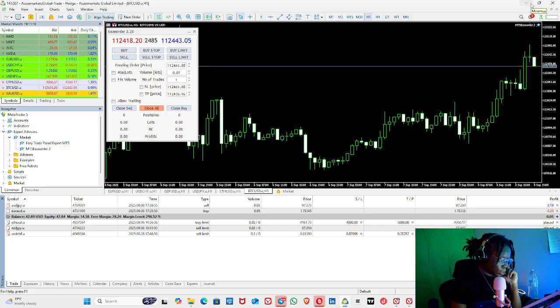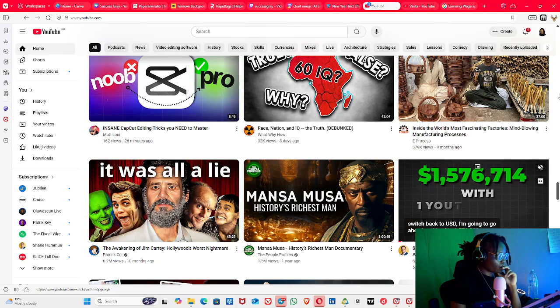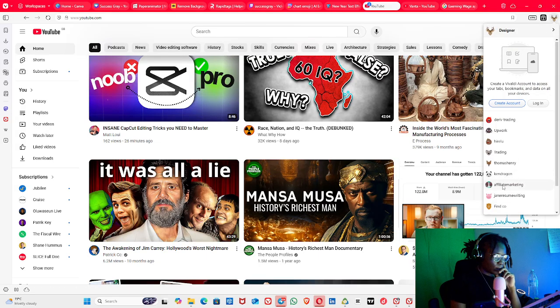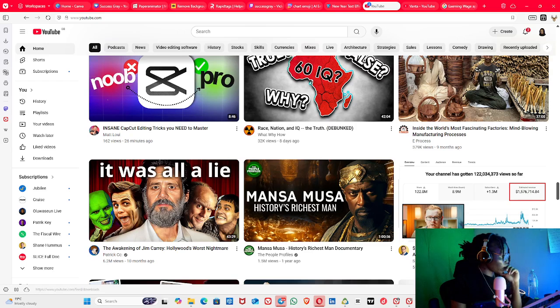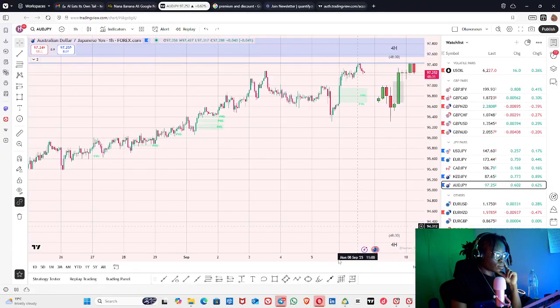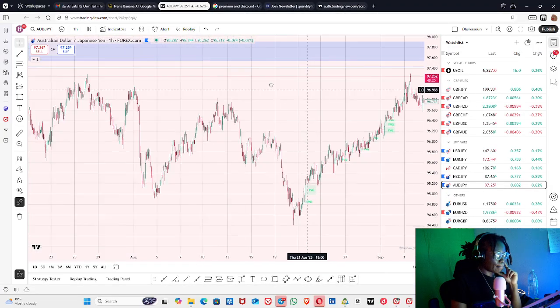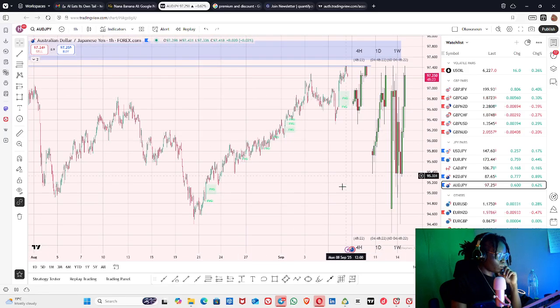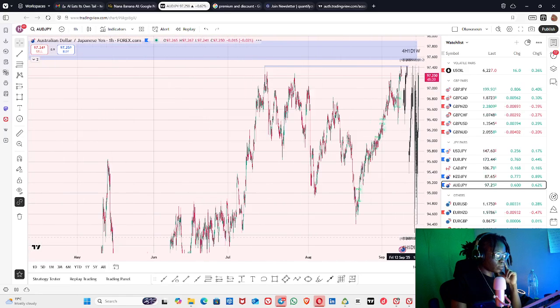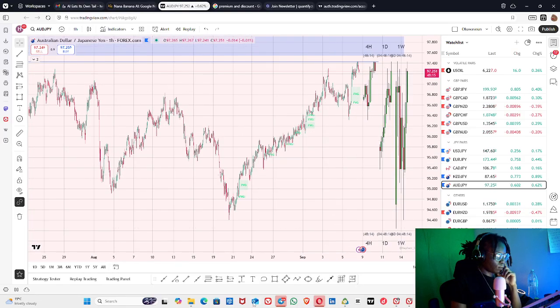I saw a new NZD JPY sell and AUD JPY sell, so I took the trade. I will open my chart. So this is AUD JPY. I saw this sell, and I entered this trade right here.